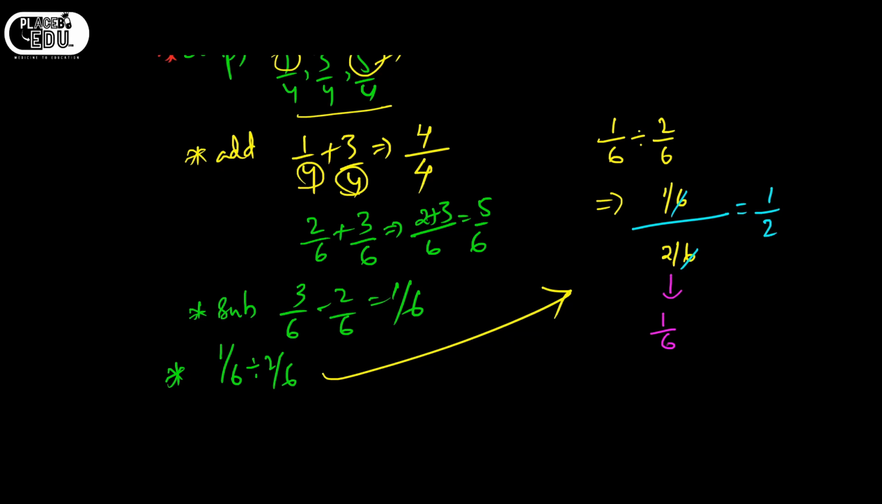1 by 6 whole by 2 by 6, right? Then this 2 by 6 will be reciprocated, that is 1 by 6 into 6 by 2. Division of fractions should be done like this: 1 by 6 multiplied by 6 by 2. So here 6 and 6 are cancelled and the remaining is 1 by 2. I think you understood, right? This is how the division of fractions is done. Multiplication of fractions is very easy. We have to multiply both the denominators and numerators.